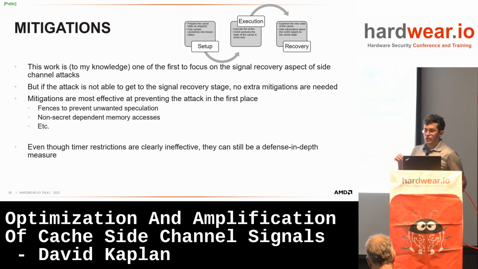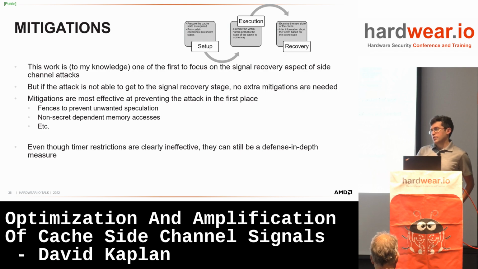Effective mitigations are going to prevent that execution phase from actually happening, right? Using code that is side channel aware so that it accesses the same number of cache lines in every code path. Or, limiting CPU speculation so that you don't access secret dependent values under speculation. Those are good. Recovery stuff, not so much.